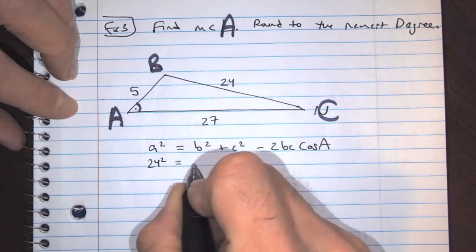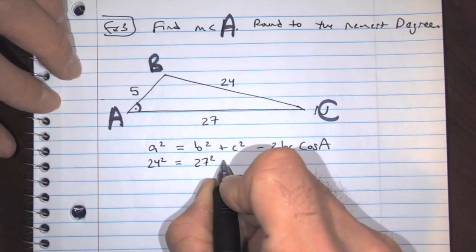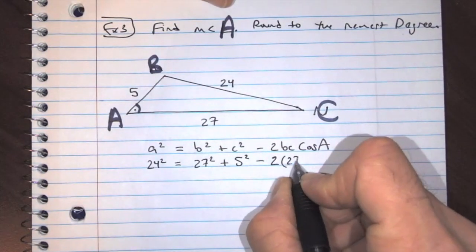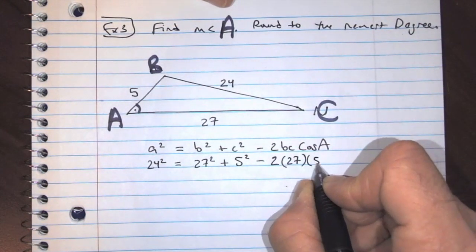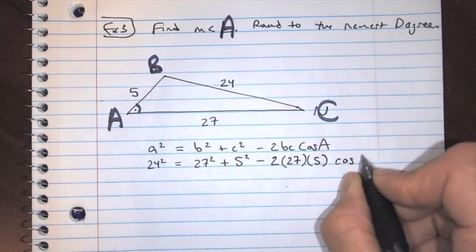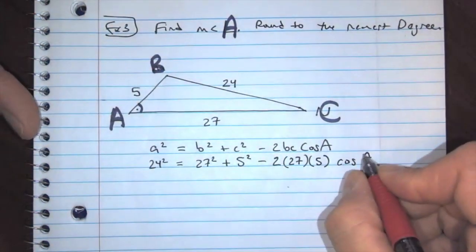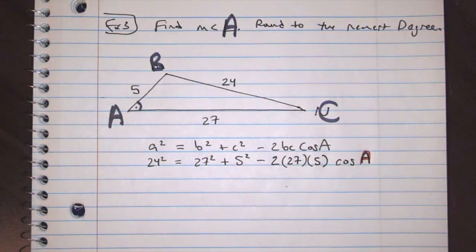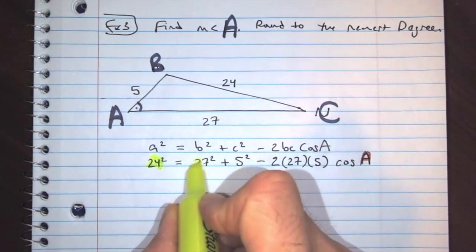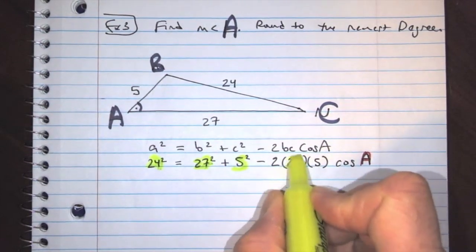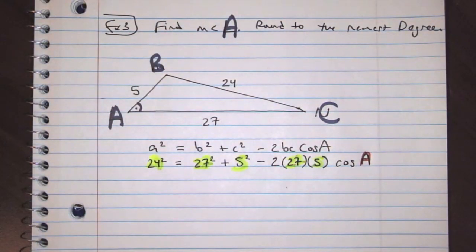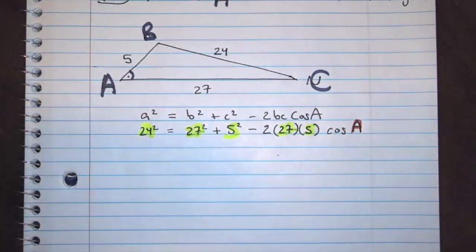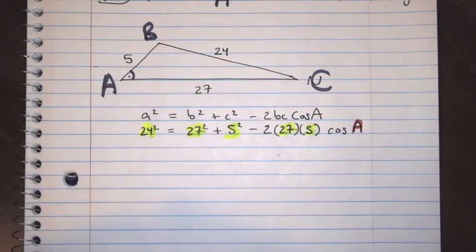24 squared equals 27 squared, there's your little b, plus 5 squared, there's your little c, minus 2 times 27, little b, times 5, little c, times the cosine of big A. There's your variable. That's what we are trying to find. Everything else we've got plugged in. So there's your one unknown. Solve, solve, solve.